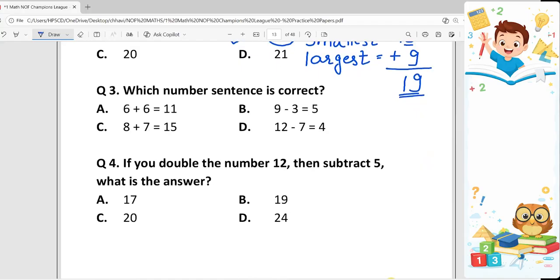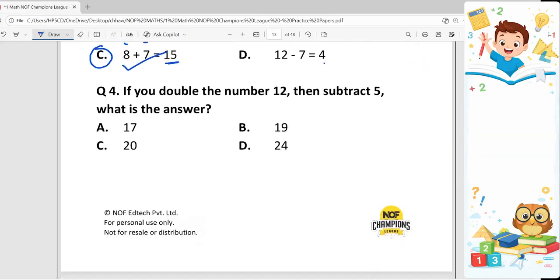Next question. Which number sentence is correct? So we'll find this. 6 plus 6 is 12, not 11. 9 minus 3 is 7? No, it's 6, isn't it? 8 plus 7 is 15. 12 minus 7 is 5. So among all these 4, the correct answer is C.